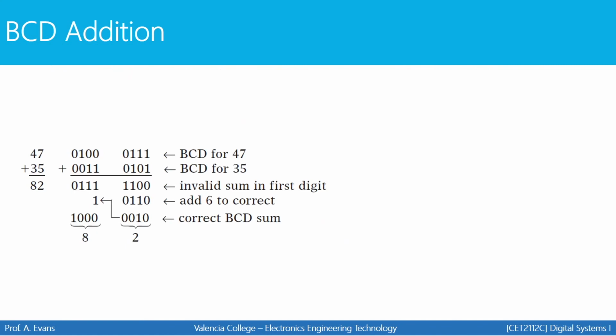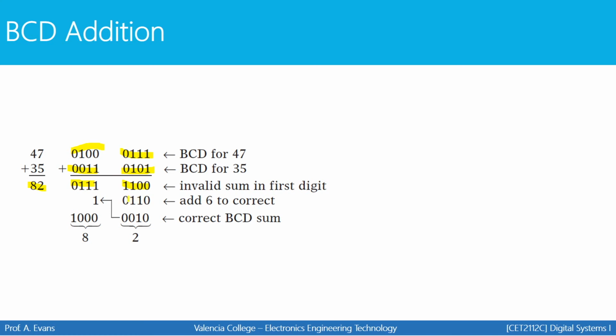So if you look at your notes, here's another example, 47 plus 35. If I write 47 in BCD, that would be 4 and then 7. 35 would be 3 and then 5. Add those up. We're expecting our answer to be 82. What we get when we add this up is not 8 and then 2. So we have to add 6 to correct.